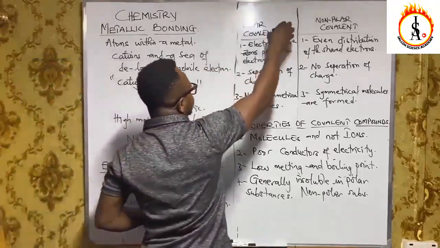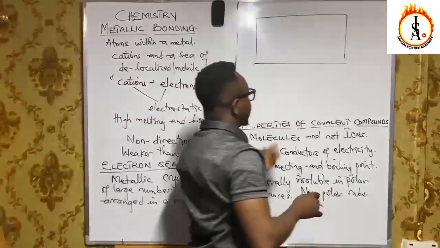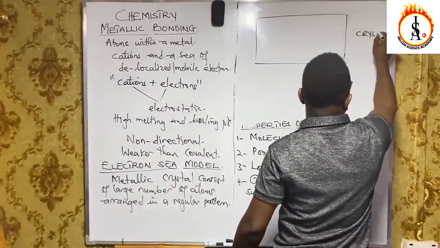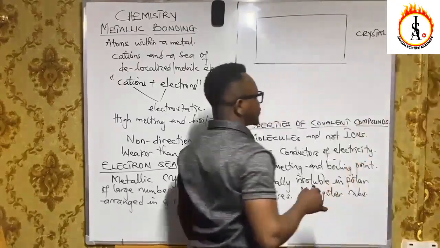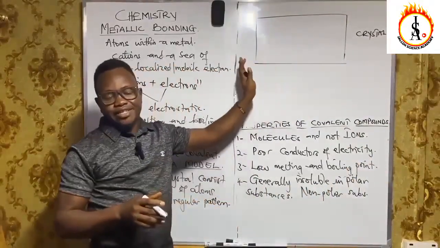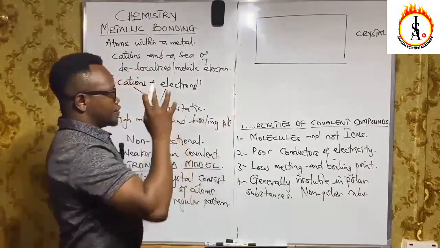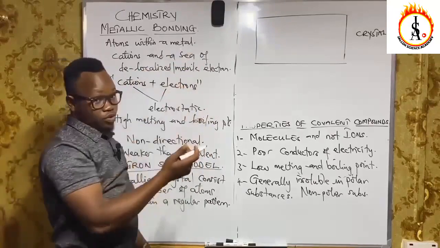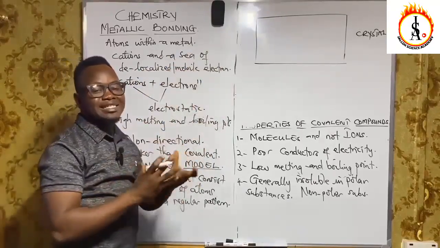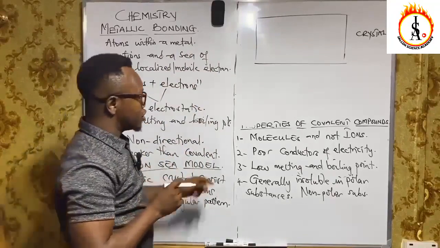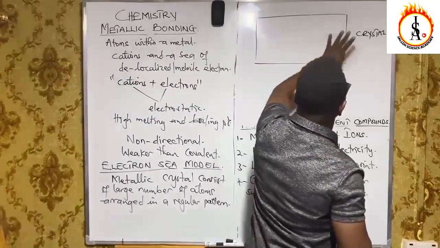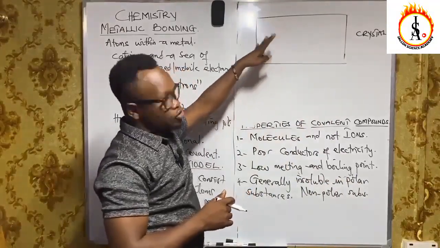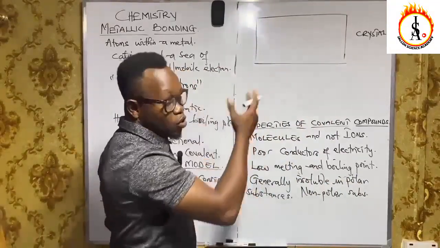Let's look at it this way. Let's say this is the crystal. So in this crystal, you have the cations, okay, that are being immersed. The cations, also called the kernels, are being immersed in a sea of delocalized electrons, wherein the electrons are free to move about this lattice, this crystal here. So they move about this lattice, they don't go out.